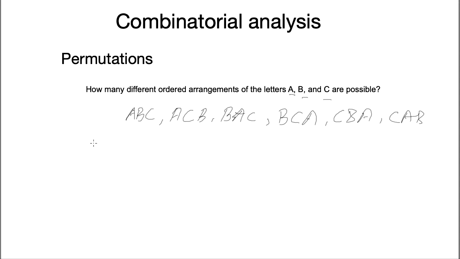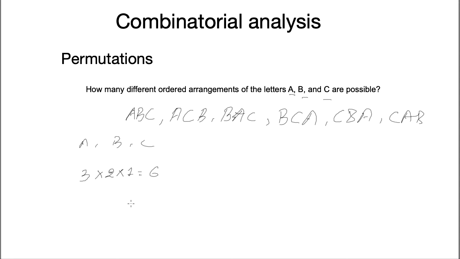To compute this numerically, we have 3 letters A, B, C. If we choose one of these letters, we have 3 choices. The 2 remaining letters give us 2 choices, and then we choose the remaining one, which is 1 choice. So 3 by 2 by 1 gives 6 possible arrangements from these 3 letters.